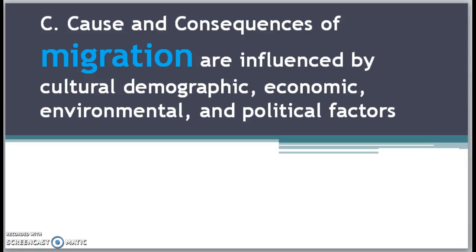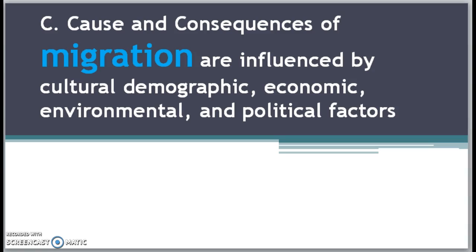This is Population Part 2, and in this segment of the Flip Lecture, we're going to focus on Standard C, which is the cause and consequences of migration are influenced by cultural, demographic, economic, environmental, and political factors. So, of course, as we become more linked together, our ability to move across the Earth's surface is more accessible to people.